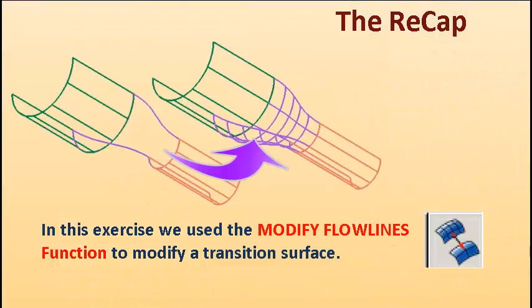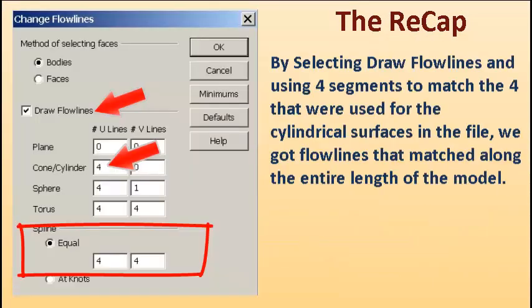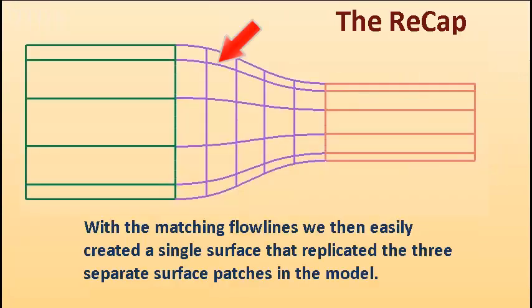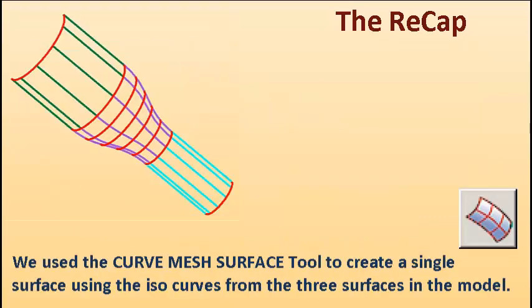So let's recap. In this exercise, we used the modify flowlines function to modify a transition surface. By selecting Draw Flowlines and using 4 segments to match the 4 that were used for cylindrical surfaces in the file, we got flow lines along the entire length of the model. This makes it much easier to create a continuous surface from this data.